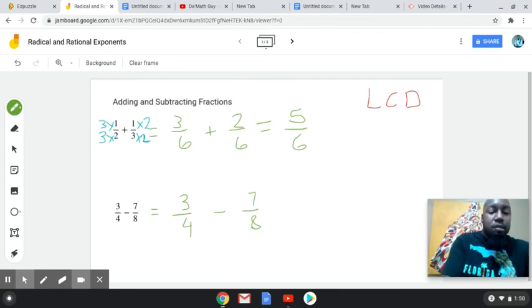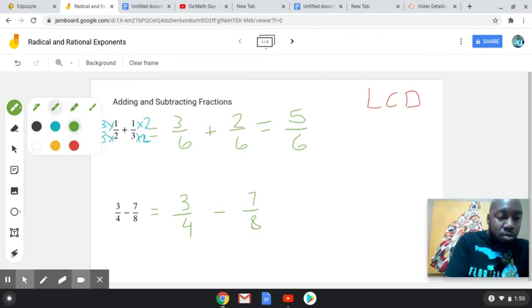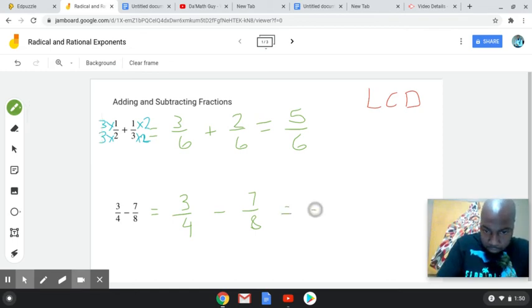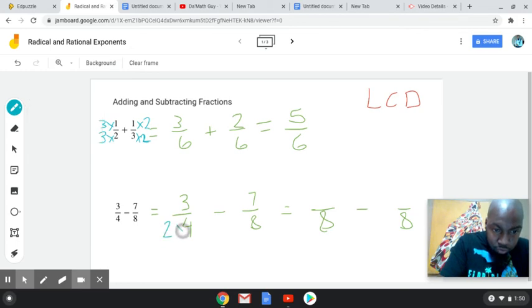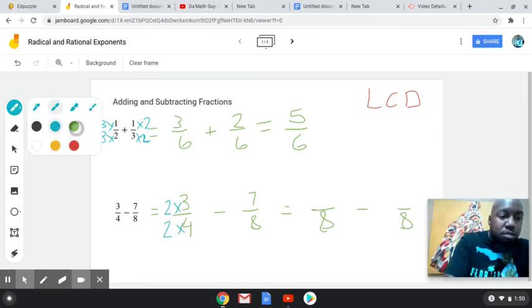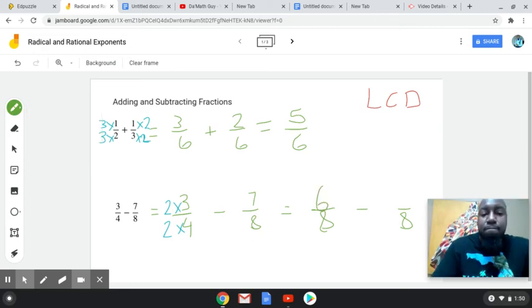So we're going to change both of our fractions to a fraction with a denominator of 8. Look at the first one. What do you multiply 4 by to get 8? That is 2. And whatever we do to the bottom, we also do to the top. So this becomes 6.